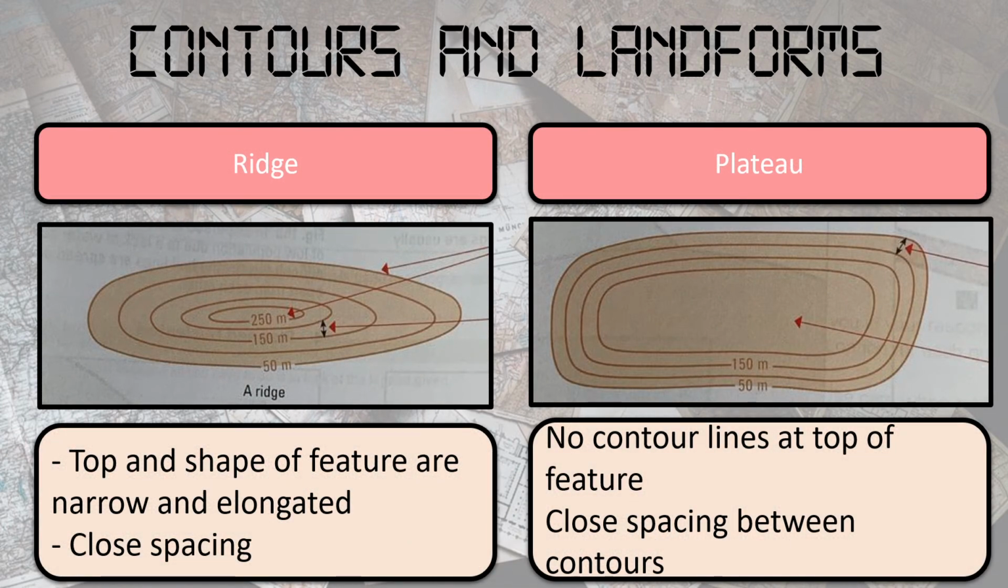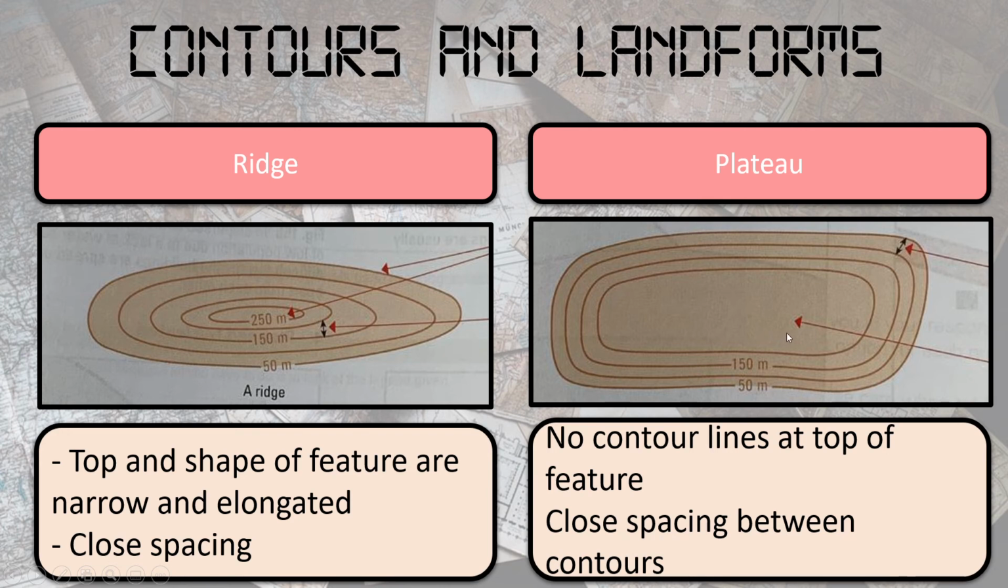Alright, so we have two more landforms here, basically a ridge. A ridge has a top shape that is narrow and elongated. What narrow and elongated means is that they look like sausages, like this. You see that the contour lines are closely spaced together. This is known as a ridge. So if you see a landform with closely spaced, elongated contour lines, it is most likely a ridge. And the picture on the right is a plateau.